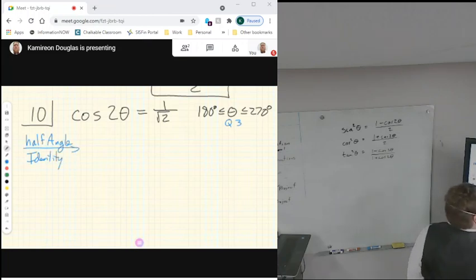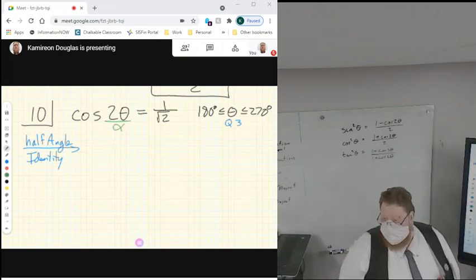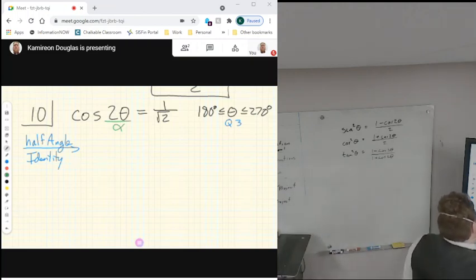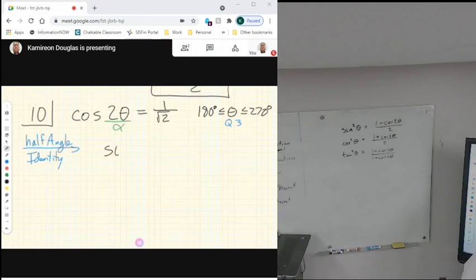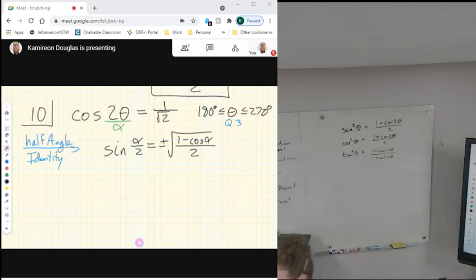In this case, 2 theta I'm going to think of as alpha or x or anything else. It is the angle that the problem started with. I want to find an angle that is half as big, so I use the half angle identity. The half angle identity states that sine of alpha over 2 is equal to the plus or minus square root of 1 minus cosine of alpha all over 2. That is a formula we have written on the board Monday, Tuesday, and Wednesday of this week. What I want to point out, though, is that for this problem, if I replace alpha with 2 theta, the formula changes a little bit.